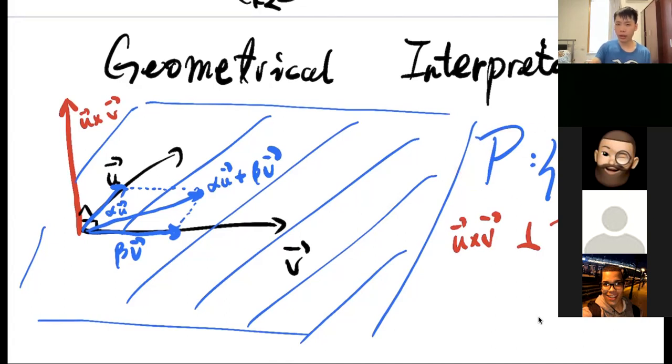Is everyone good with the concept of the plane spanned by u and v? I think this is a little bit of a hard concept to understand. No, I need you to explain that again.